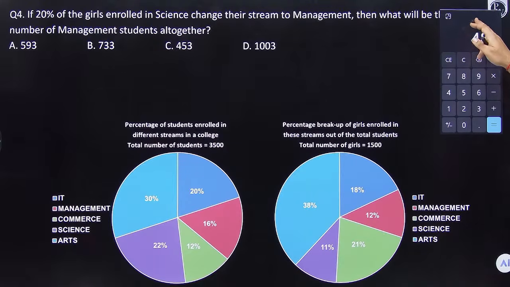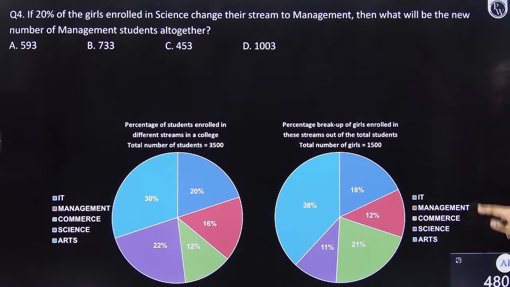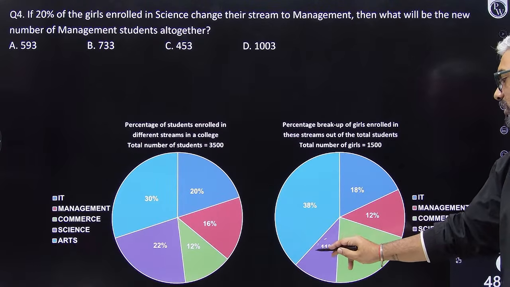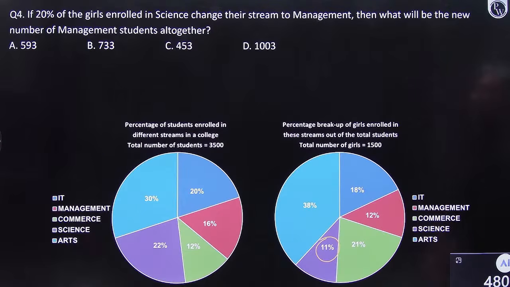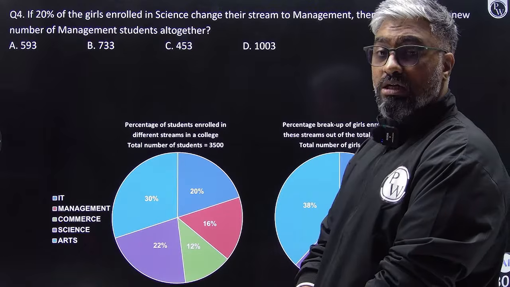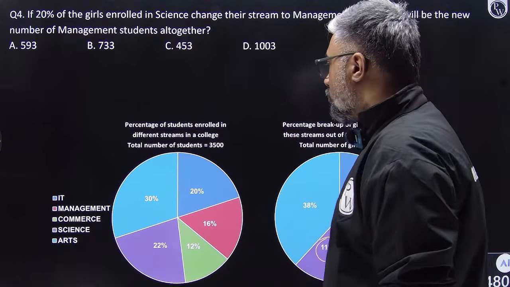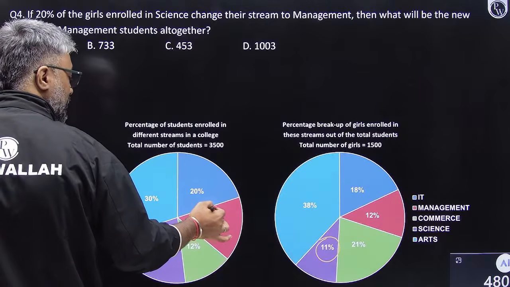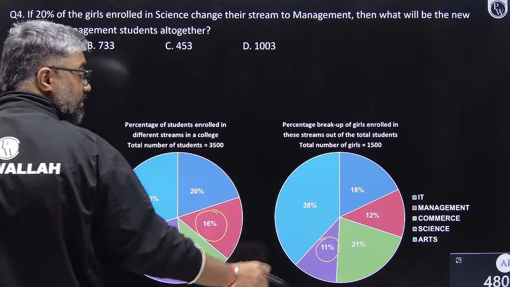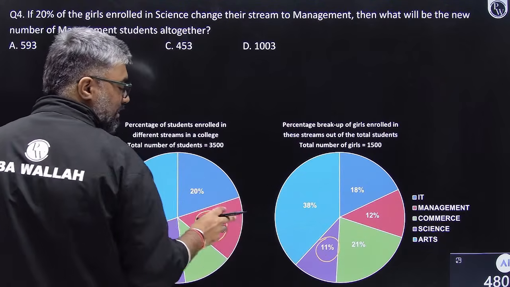Read the question carefully first. If 20% of the girls enrolled in science, from this number, 20% people change to management. Now they're asking what will be the new number of management students altogether, not just girls. So already management students were how many? This many. So I'm basically taking 20% from this number and adding it here.